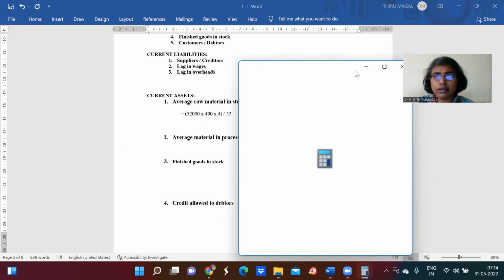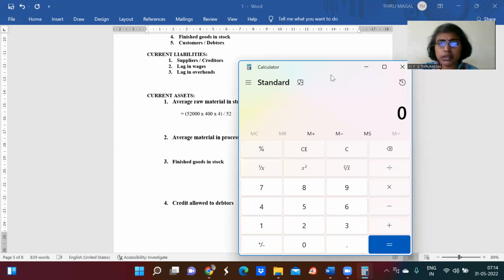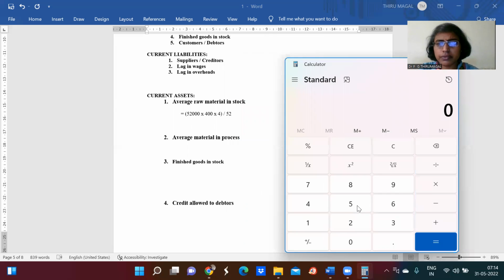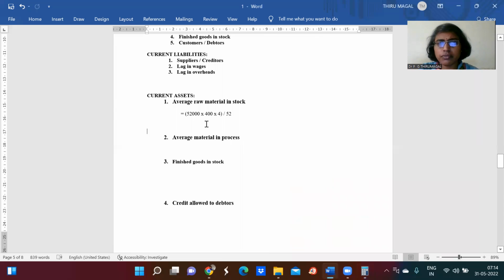So now we need to simplify this to find out the values. We'll multiply 52,000 with 400, and that should be again multiplied with 4, divided by 52. The value comes around 16 lakhs. The raw material in stock value is 16 lakhs. So now we found out that value.